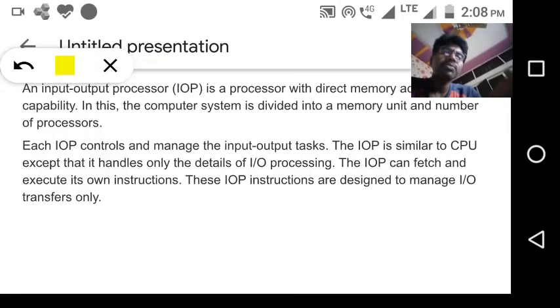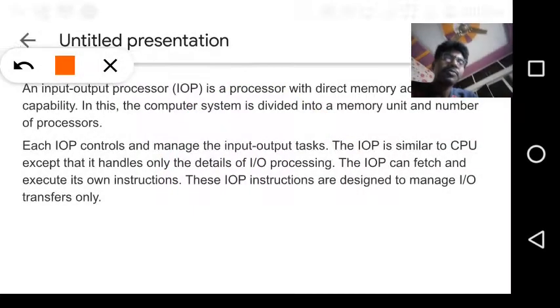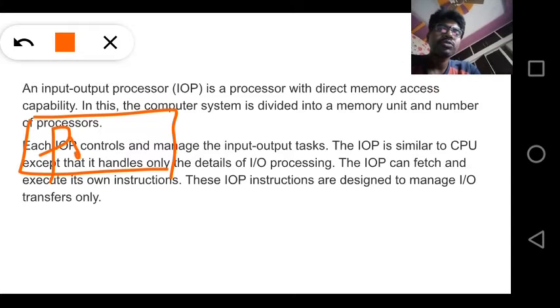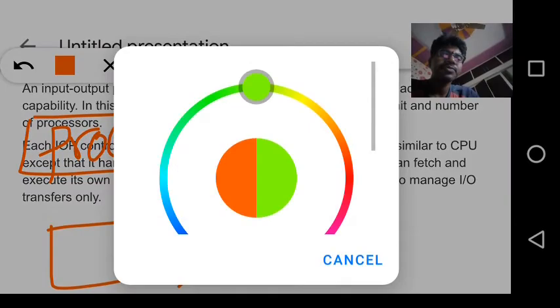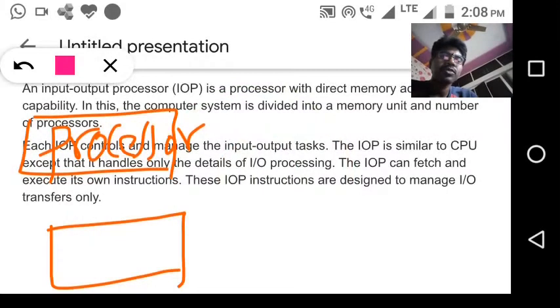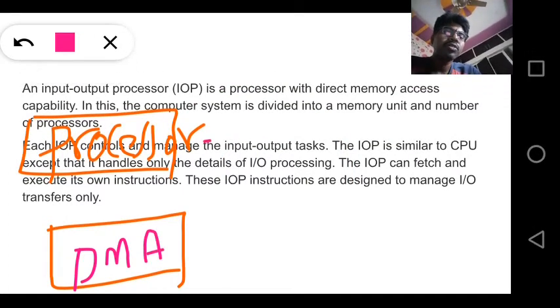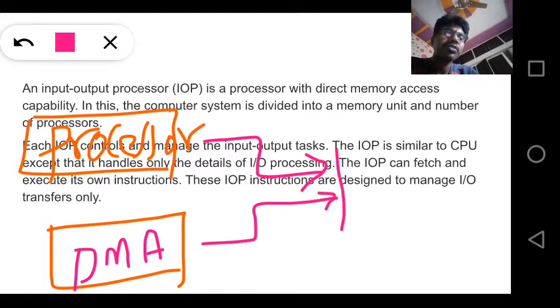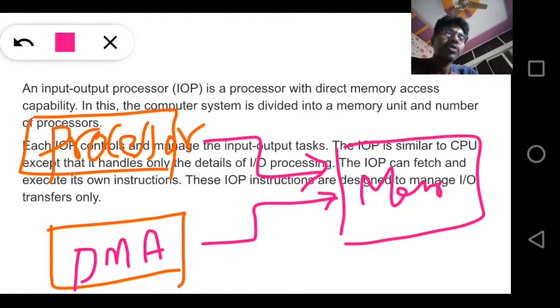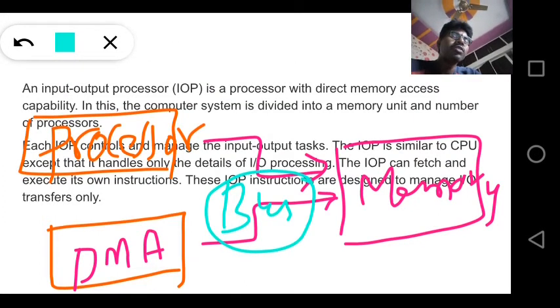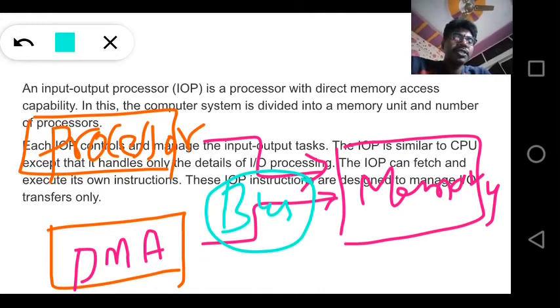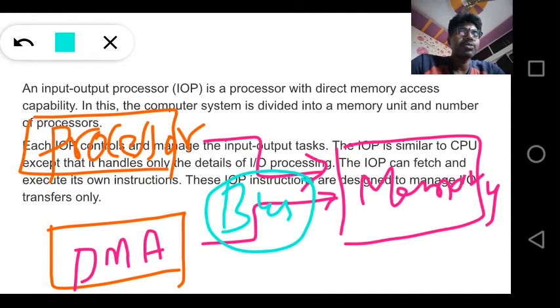So from the processor's point of view, the processor and DMA are both competing for memory, and both are also competing for the system bus. So how to manage this? It is the most important thing. Now I hope you understand the importance of this.